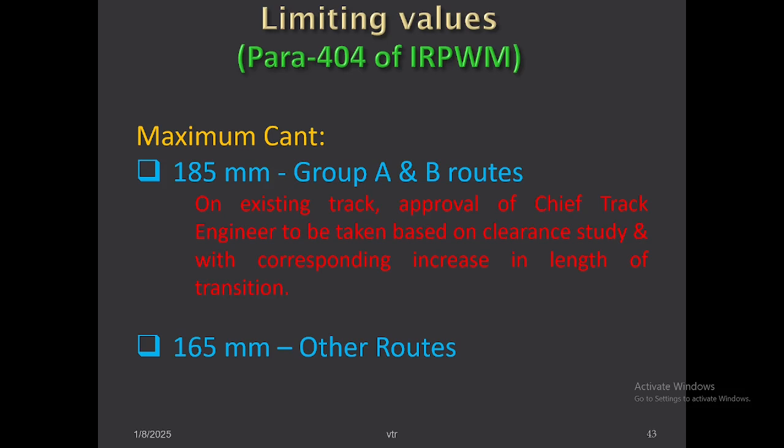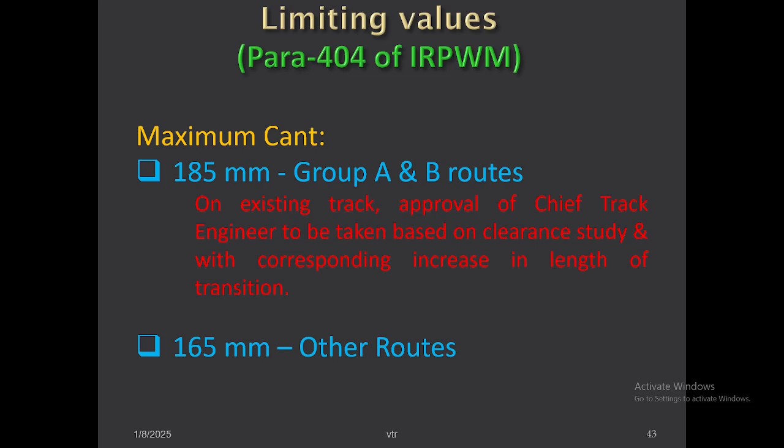Why is this said? Already 165 would be there, and there will be overhead structures like bridges and so on, and a further increase will affect the schedule of dimensions. That is why, before applying this increase, it should be completely studied, with the approval of the CTE, the Chief Track Engineer, and only then proceed further. Once we increase the super elevation, the approach also should automatically be eased out.